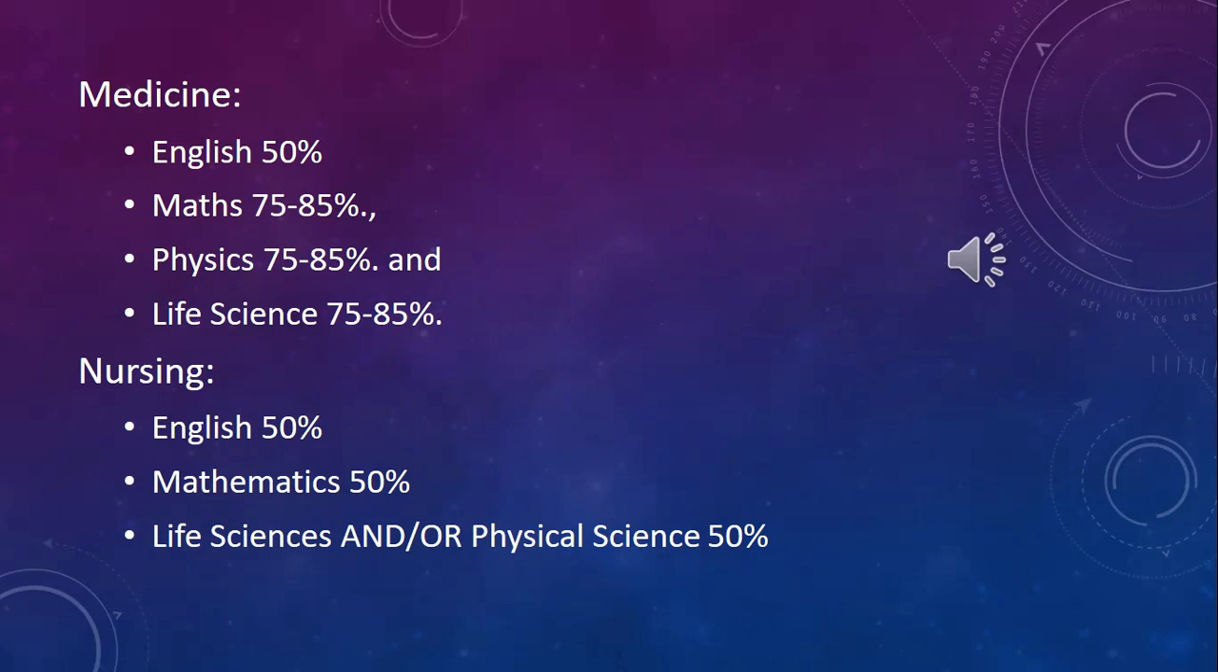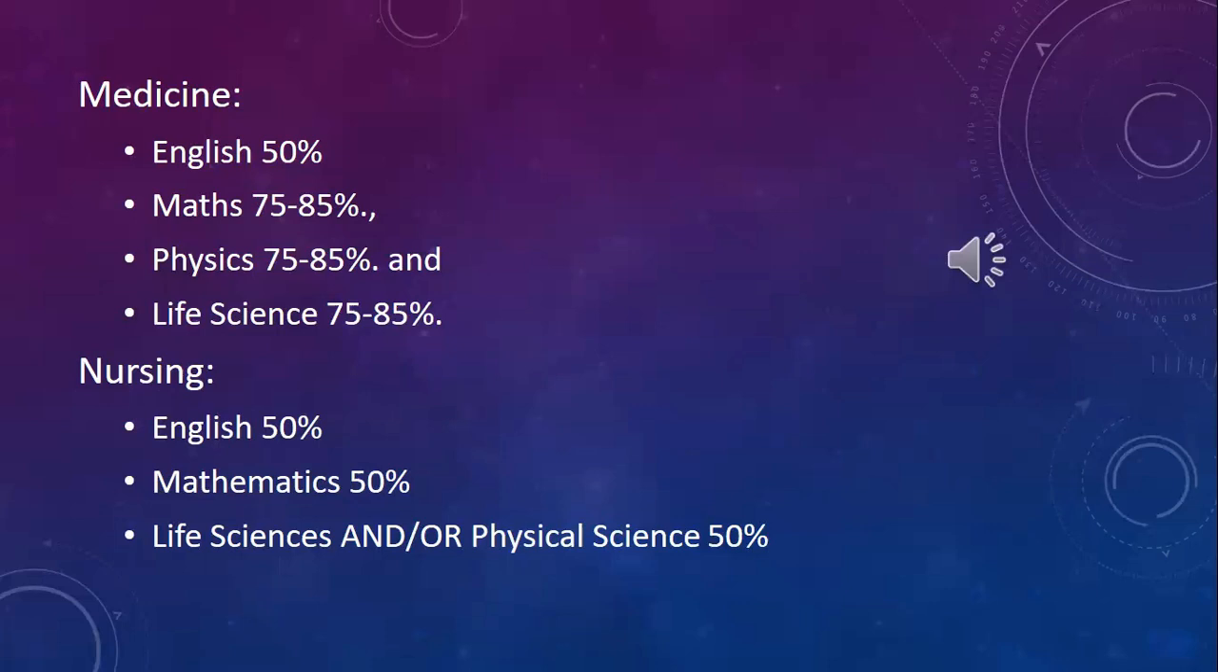And on this slide, I included the percentages that you would need to get in grade 12 when you matriculate in order to get acceptance into those degrees. So I chose medicine and nursing because I know those are the two popular ones. And you will see on this slide that the admittance requirement for life sciences for medicine is quite high. It's 75 to 85%. So that's very high. But if you work hard and if you're focused, you could probably reach that target.